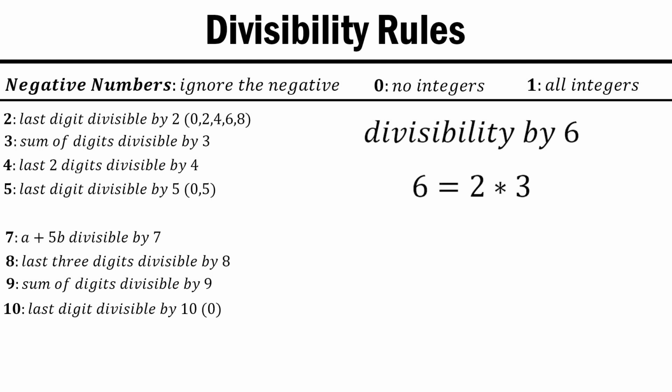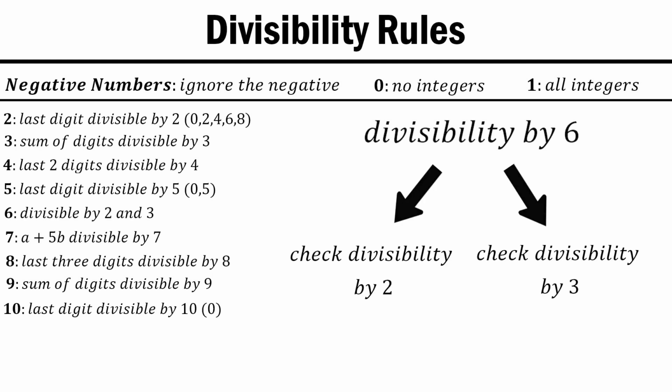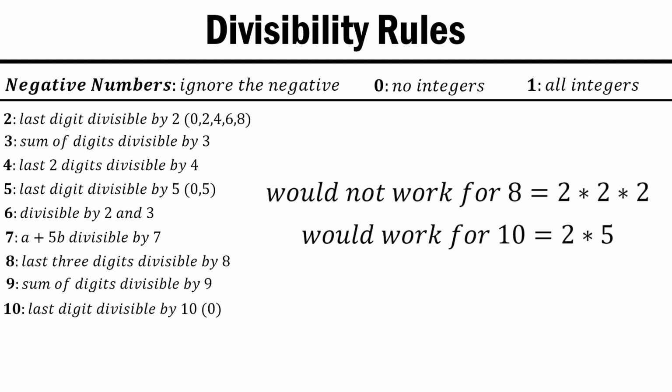Our final single-digit number is 6. 6 is a composite number that is the product of 2 different prime numbers, 2 and 3. We can therefore say if a number passes our test for 2 and 3, it must be a multiple of 6. Note that this only works if your composite number is a product of 2 different primes.